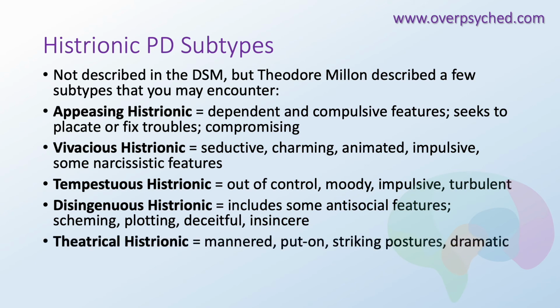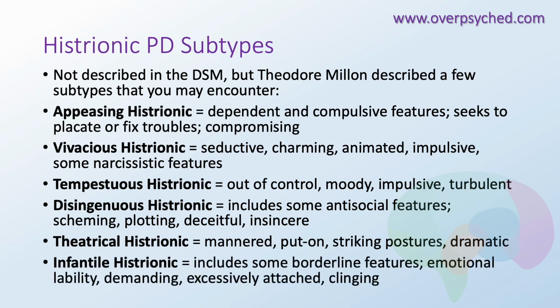Next is theatrical histrionic, mannered, put on, striking postures, or dramatic. And finally, there is infantile histrionic, which includes some borderline features. These individuals have emotional lability, they're demanding, excessively attached, or clinging. And now that we have reviewed what histrionic personality disorder is, let's discuss what we know about treating it.